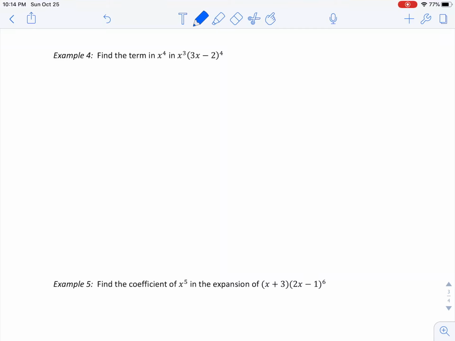This is video 5 in looking at problems related to the binomial expansion. This problem says we want to find the term in x to the fourth, in other words, the term that has x to the fourth in it, in this expansion.